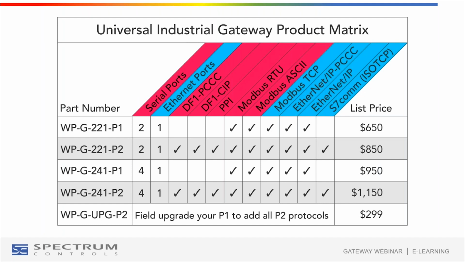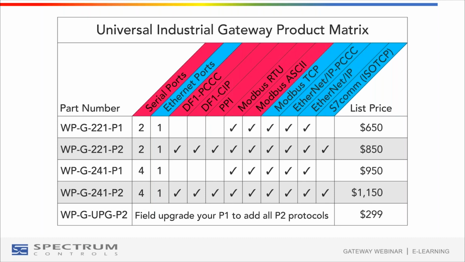Available as a 2 serial port or 4 serial port option with a single Ethernet port, users have the option to select between 2 protocol packages, a -P1 and a -P2. Also available is the option to field upgrade any -P1 Universal Gateway to support all 9 protocols through a simple firmware upgrade. As we release support for more protocols, this same firmware upgrade process will be the key to adding more protocols to your Universal Gateway.